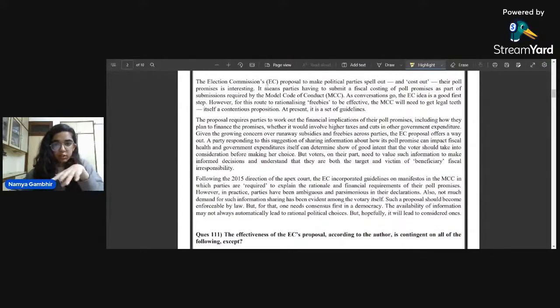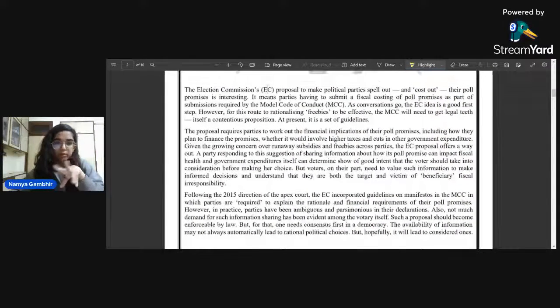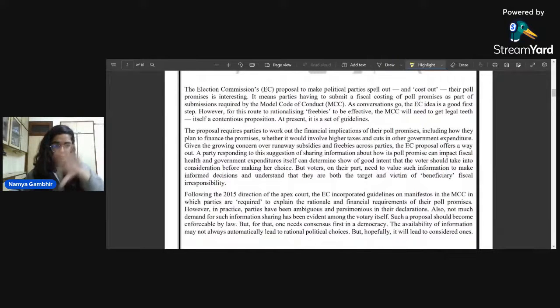So I'll read the passage along with you guys. We'll take around 2.5 minutes just reading the passage. First, we'll go to the question stems and see what they are, then we'll move to the passage, read it, and then solve the questions together. That's how we'll go about it.